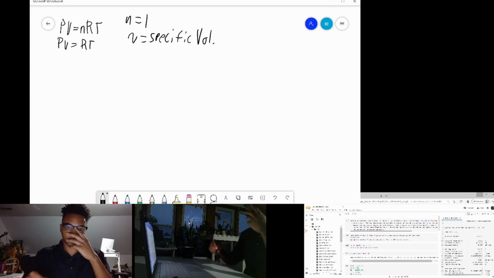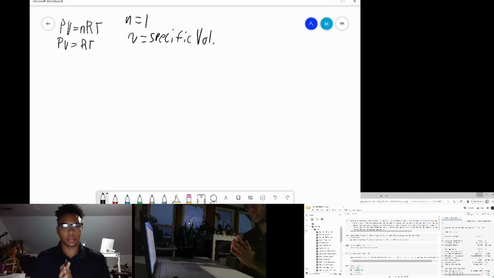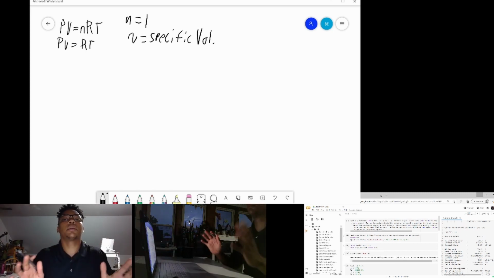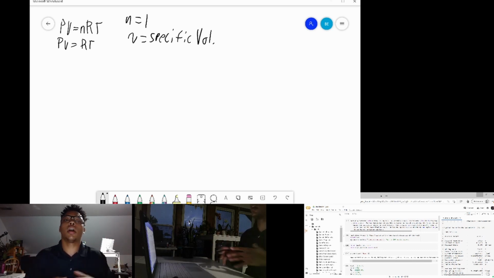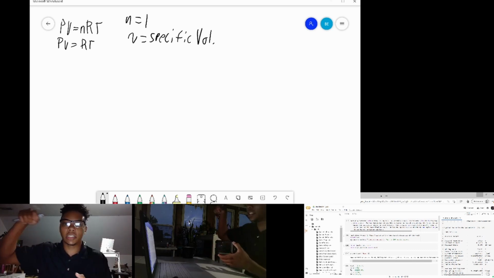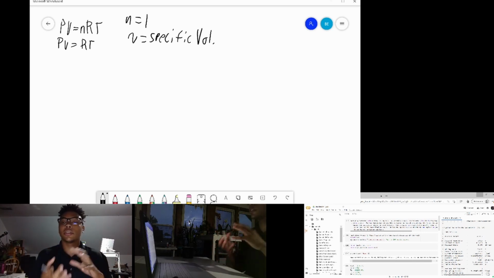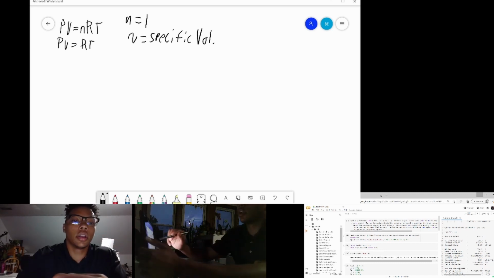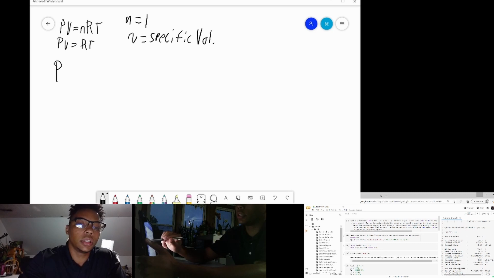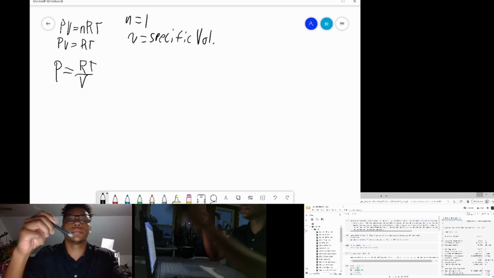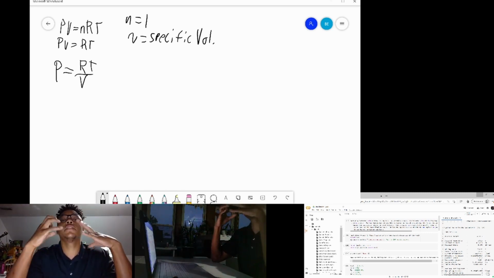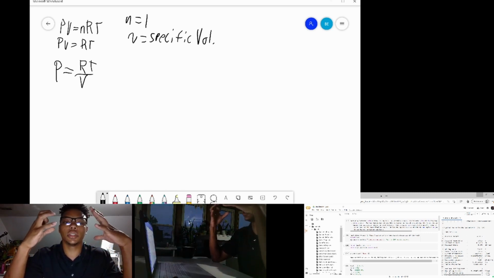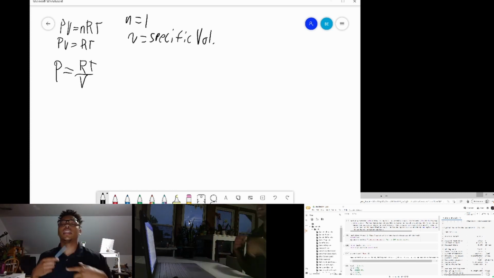All right, and now let's backtrack a little bit. Let's just say we're finding pressures, because we can always measure out volume, we can always test the temperature, but finding the pressure of something is not always the easiest thing to do, especially in closed containers. So P is going to equal RT over V.